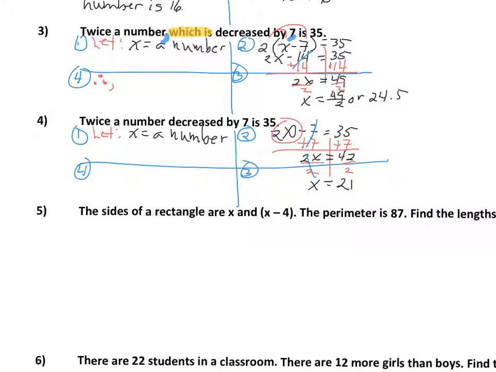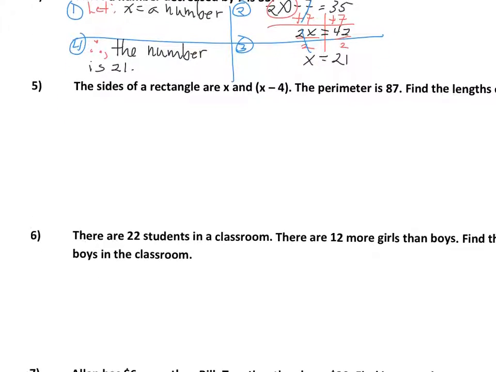So therefore, the number is 24.5. And in number 4, therefore, the number is 21. So as you can see, both 3 and 4 had different solutions, even though the wording looked very similar. So let's look at number 5.